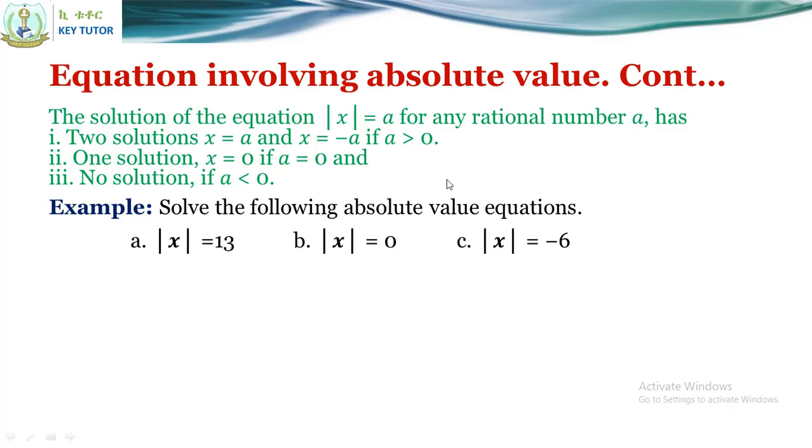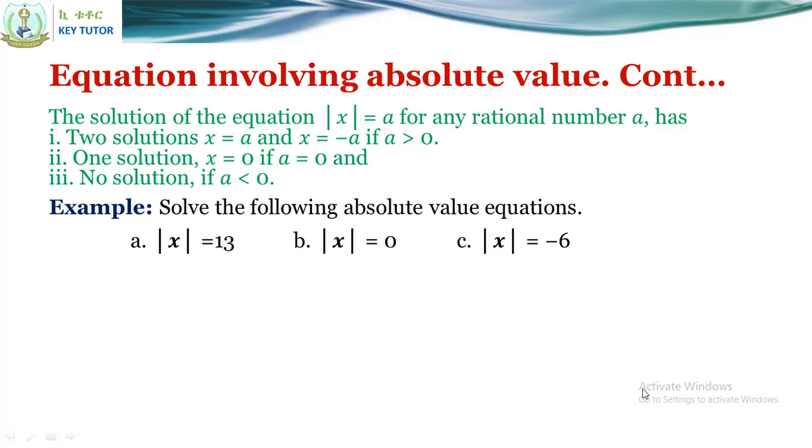We are going to have three versions for equations of absolute value. The first case is having two solutions. If a is greater than 0, the absolute value of x equal to a has two solutions, x equal to a and x equal to negative a. Now, if a is 0, the absolute value of x has one unique solution, which is x is 0. And if a is less than 0, the absolute value of x has no solution, meaning distance cannot be negative. Therefore, the absolute value of x cannot be a negative number.